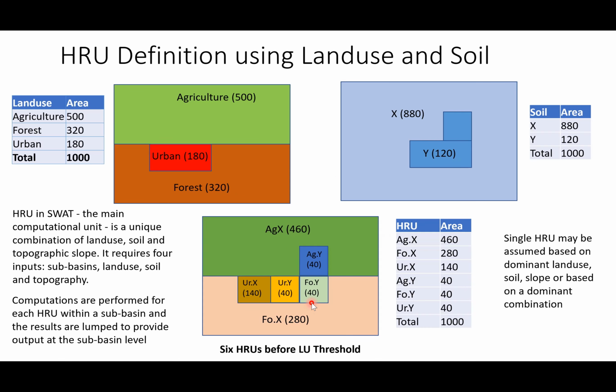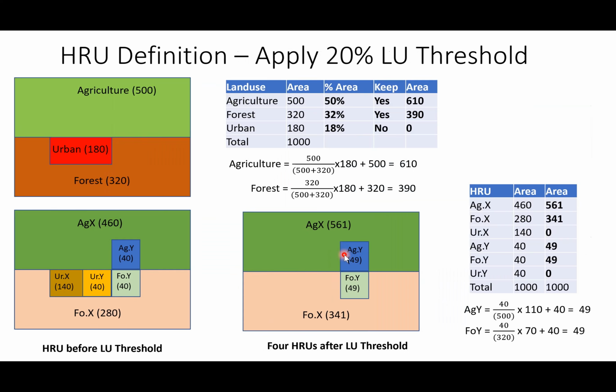So if we do not use a single HRU, we can use multiple HRUs, and in this case we end up with 6 unique combinations of land use and soil. Since this is a hypothetical sub-basin, we have 6 combinations that we can use as HRUs, but in a real data set we end up with thousands of combinations. So in that case, what we try to do is reduce those combinations by applying area thresholds related to land use and soil. So let's look at how that thresholding works.